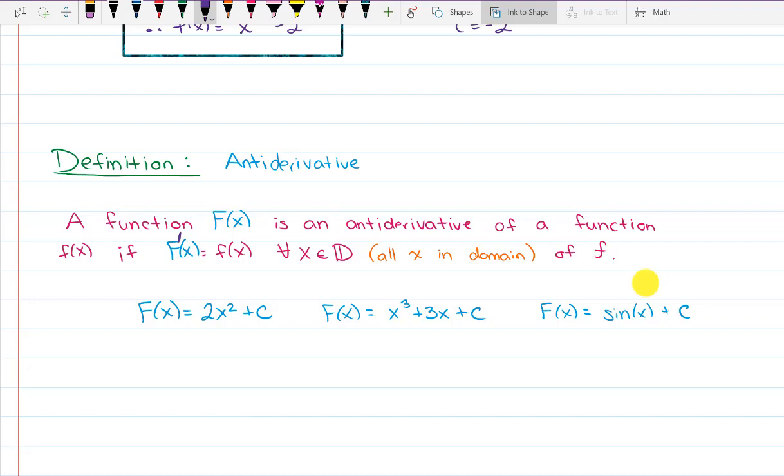So here's some examples. If capital F is 2x squared plus c, then lowercase f is 4x. If capital F of x is x cubed plus 3x, then f of x is 3x squared plus 3. If capital F of x is sine, then f of x is cosine of x. When we find antiderivatives, we use a capital letter. That's the only reason I used a capital letter.